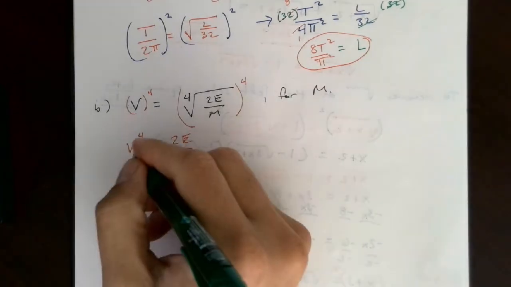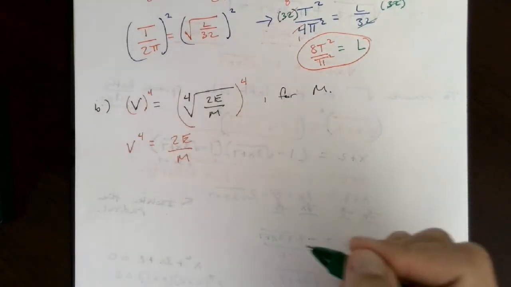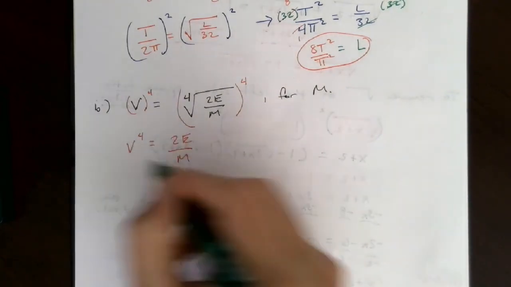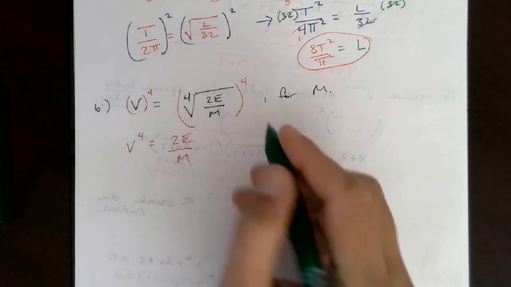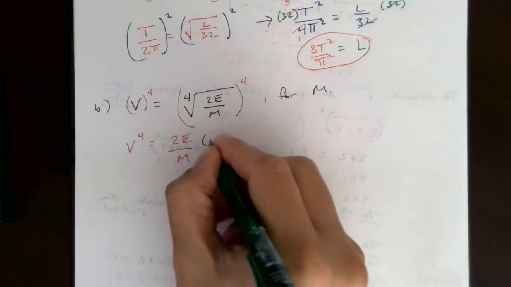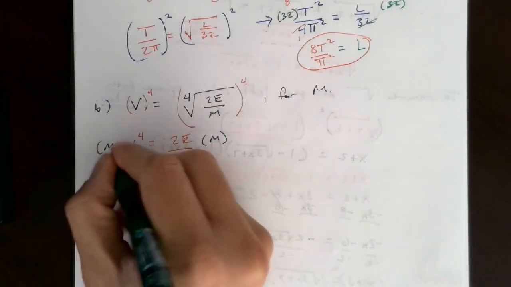You could rewrite v to the 4th over 1 and use cross multiplication, or if you have an equation with fractions, remember how you solve that. You multiply by the LCD to both sides. In this case, the LCD is just m. So multiply by m to both sides.